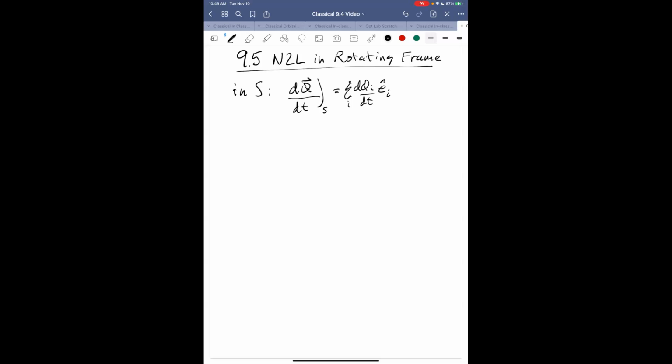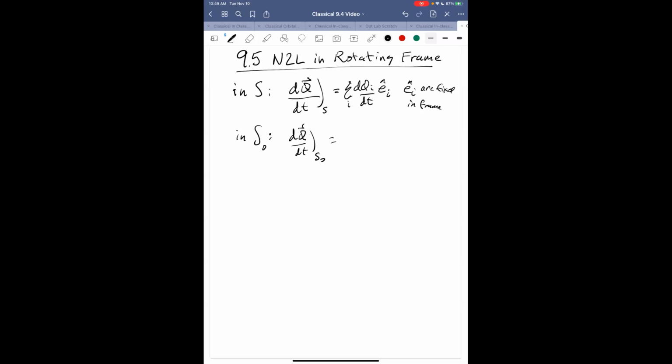And these unit vectors are fixed in the rotating frame, right? So these are the unit vectors that the rotating frame would use to describe its vectors, and so they are rotating along with the frame. And so what the author shows in section 9.4, the fairly reasonable result that in the non-accelerating frame, then, what the derivative of this vector would look like would be two parts.